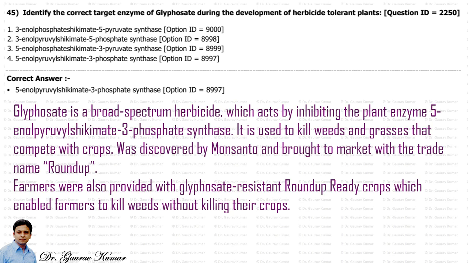Next question, identify the correct target enzyme of glyphosate during the development of herbicide tolerant plants. Glyphosate is a broad spectrum herbicide which acts by inhibiting the plant enzyme 5-enolpyruvylshikimate-3-phosphate synthase. It is used to kill weeds and grasses that compete with the crops. It was discovered by Monsanto and brought to market with the trade name Roundup. Farmers were also provided with glyphosate resistant Roundup Ready crops, for example Roundup Ready soybean that you might have read in your BSc honors course, which enable farmers to kill weeds without killing their crops.